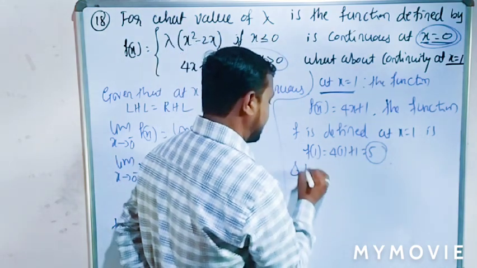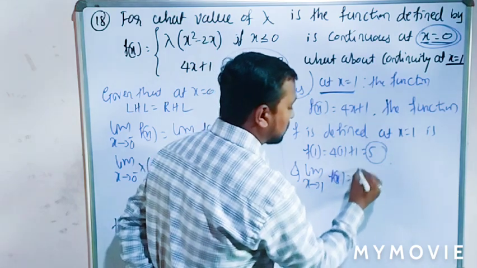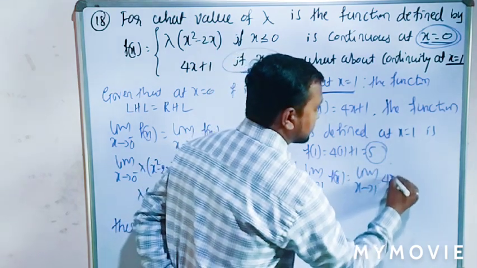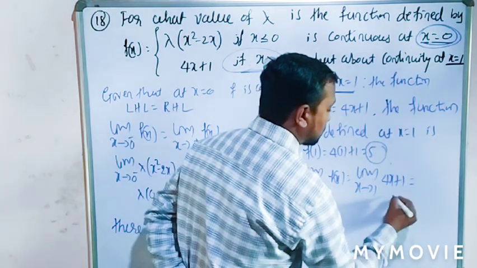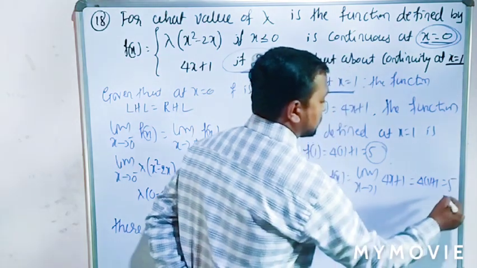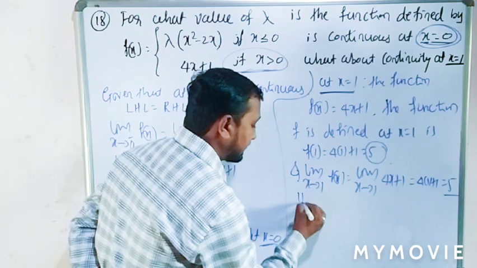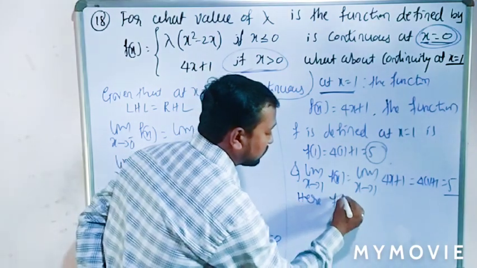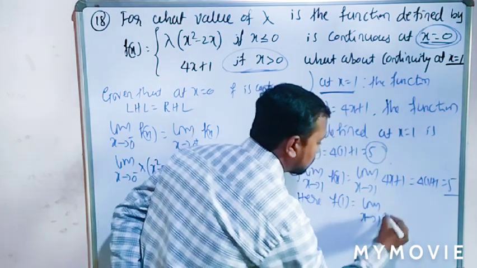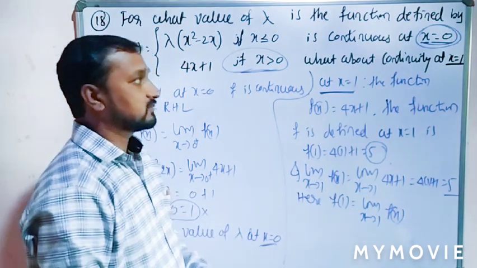And limit of x tends to 1 f of x equals limit of x tends to 1, what is your f of x? That is also the same, 4x plus 1. That is equal to 4 into 1 plus 1 equal to 5. So here limit function equals constant function. That is, f of 1 is equal to limit of x tends to 1 f of x. Here limit function equals constant function.